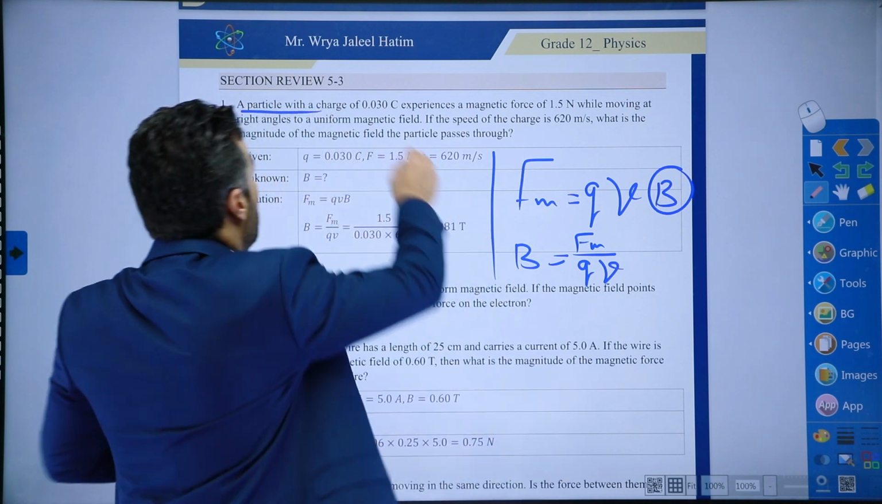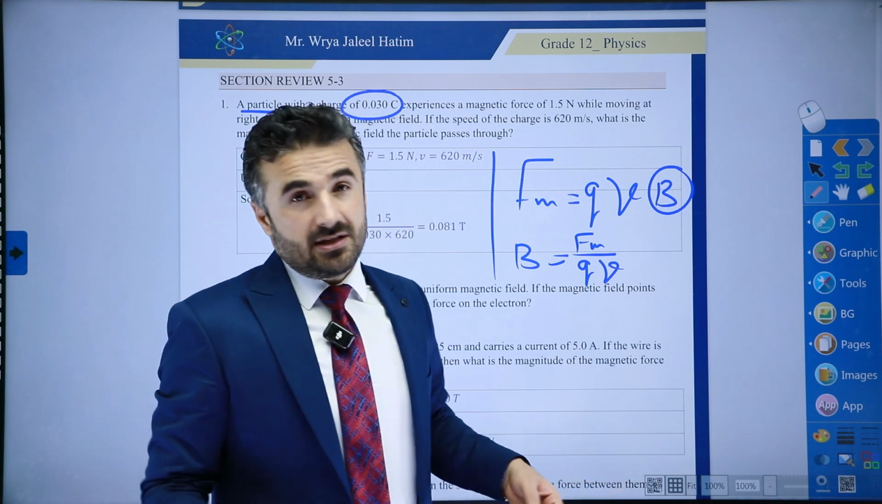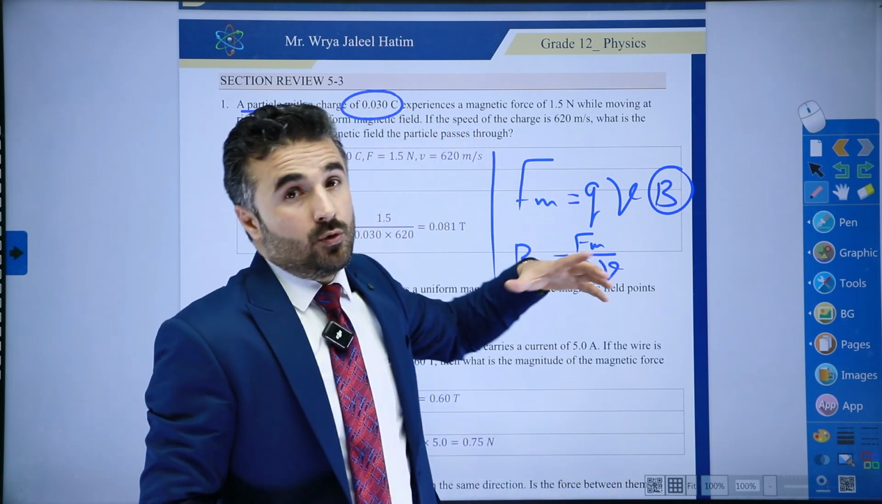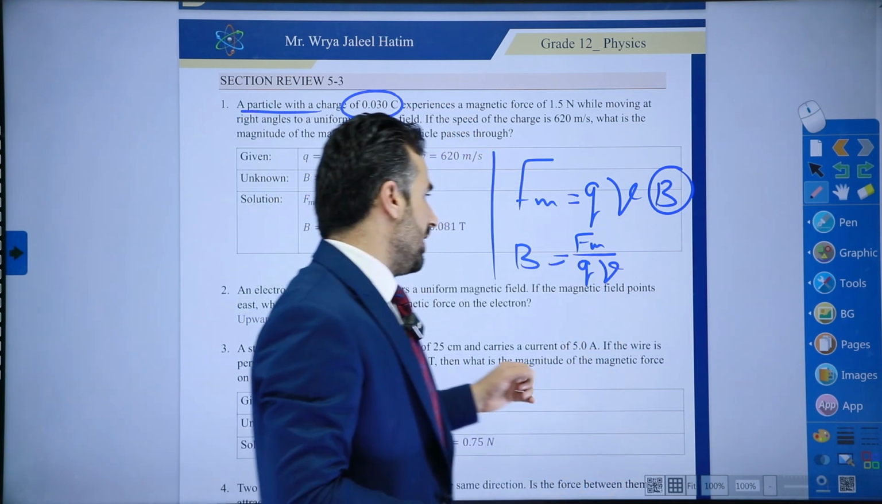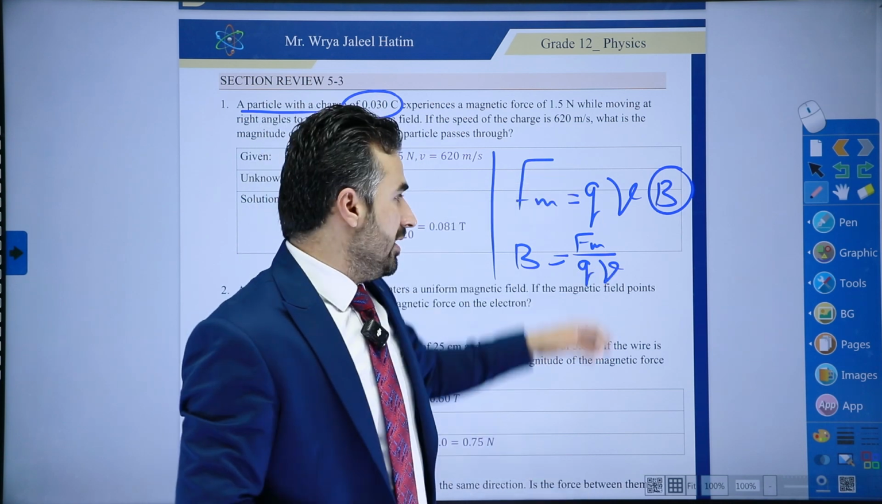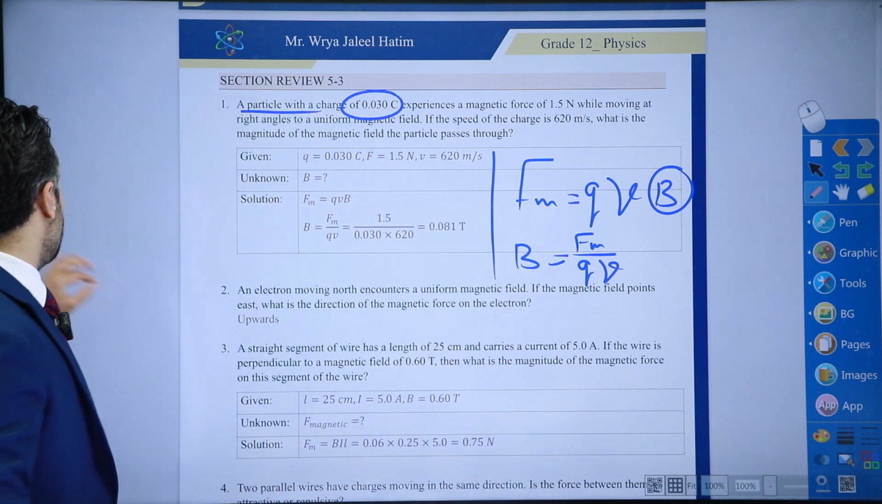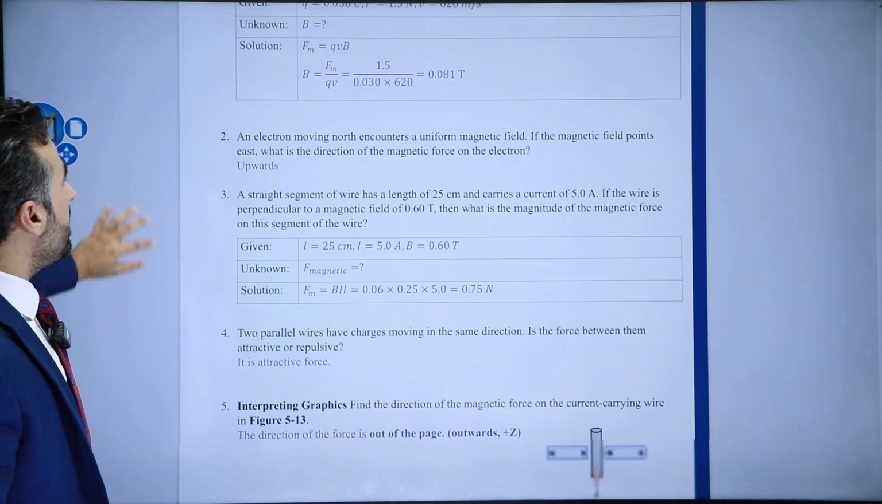By the way, we cannot use 1.6 times 10 to the power negative 19, because they gave you the value for this particle here. And then for the speed, which is 620, you do the math and you'll find the magnitude of the magnetic field strength in Tesla. Okay, and then the next one here, take a look.